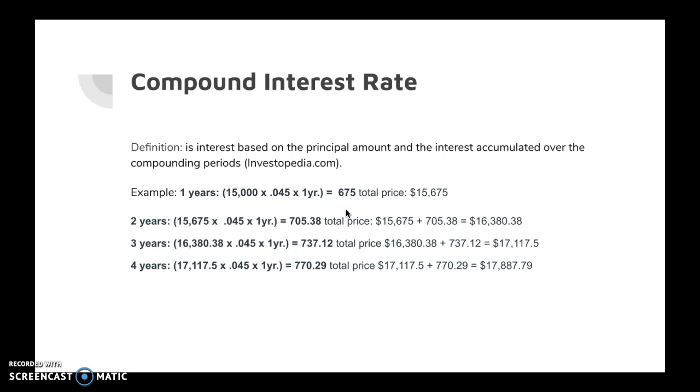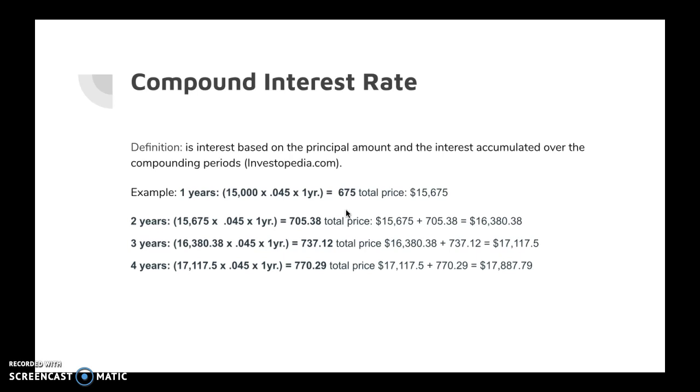But in the second year, unlike simple, we don't use $15,000. We use our new principal, which is $15,675. So obviously our second year now is a little bit more money, and this gives us a higher interest, $705.38 approximately, a little bit of rounding in there. But this gives us a new principal of $16,380.38. So over to the third year, we use our new principal again, giving us an interest of about $737.